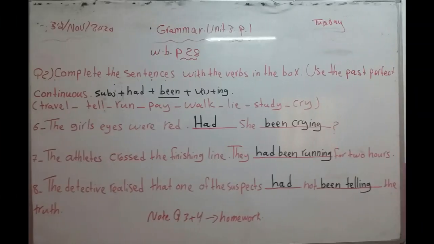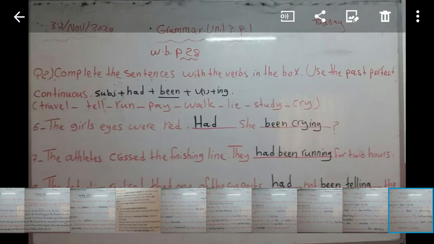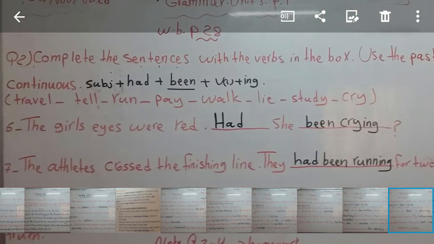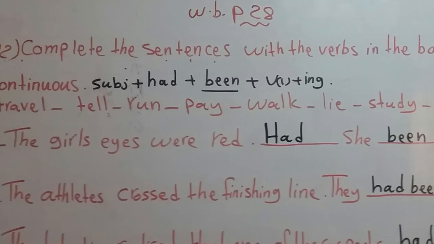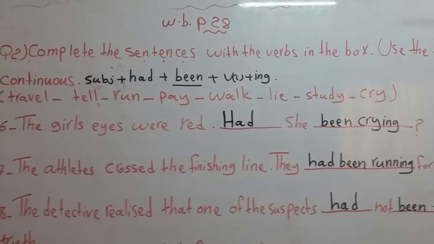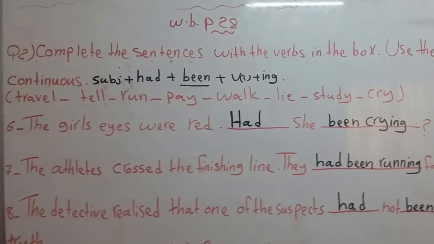Okay, let's go now to continue question number 2. Number 6: the girl's eyes. طبعا هون بستخدم كمان يعني بدي أكمل past perfect continuous. Number 6: the girl's eyes were red. Gap she gap. عندي question mark. عندي سؤال. بحكي هحط had، she، بعدين been. The appropriate verb is try. بضيف ing, trying. Why? Because the girl's eyes were red. هنا كانت حمراء. فأكيد كانت تبكي.